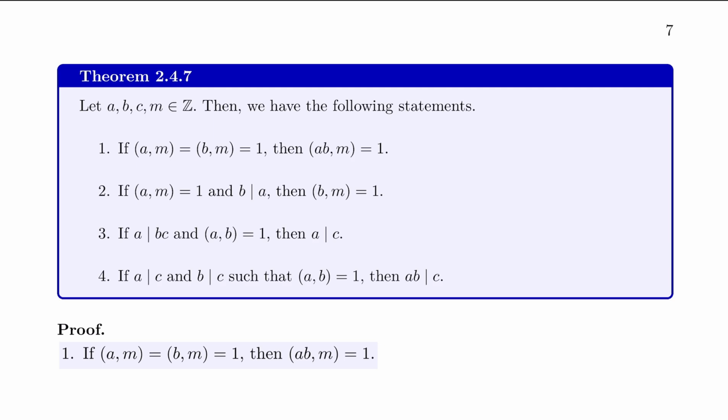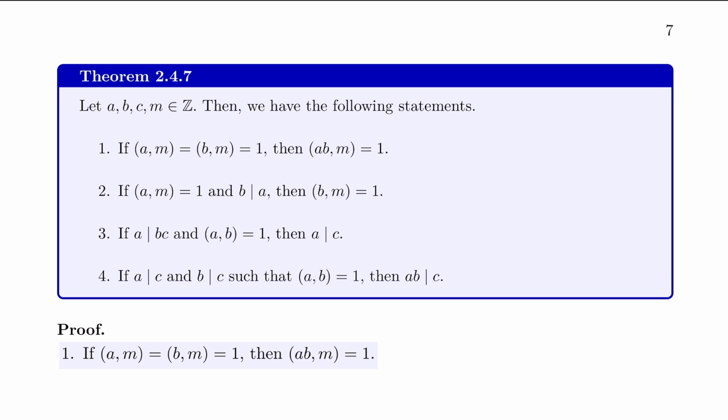Today we will take a look at theorem 2.4.7, which provides some of the properties of the greatest common divisor. So we let a, b, c, and m be integers. Then we have the following properties.